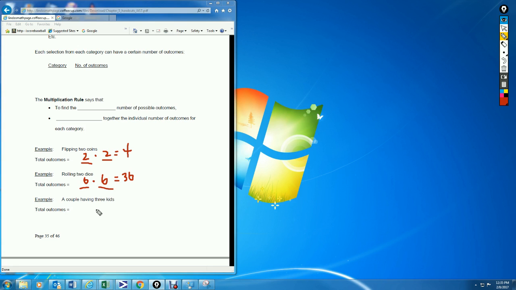Or a couple having 3 kids. The first, there's 2 outcomes, boy or girl, times the second, boy or girl, times the third, boy or girl. Okay? It equals 8. So all of these we already knew from other methods, but it can be a lot easier to just use this idea of counting to multiply them together instead of listing them all out.